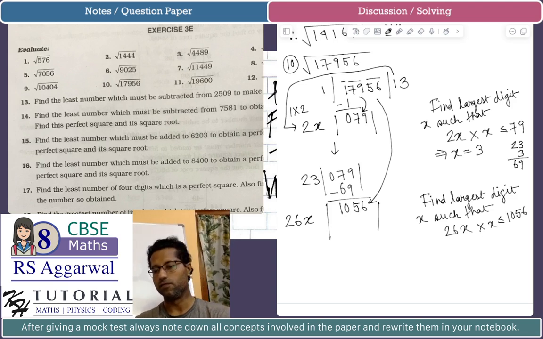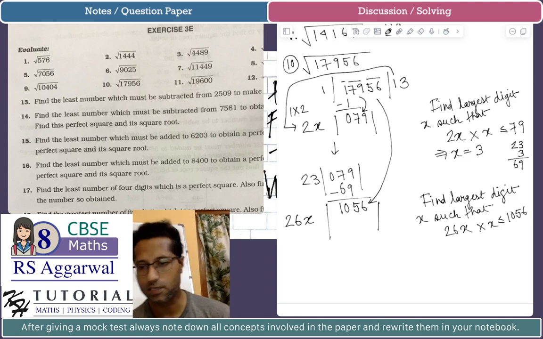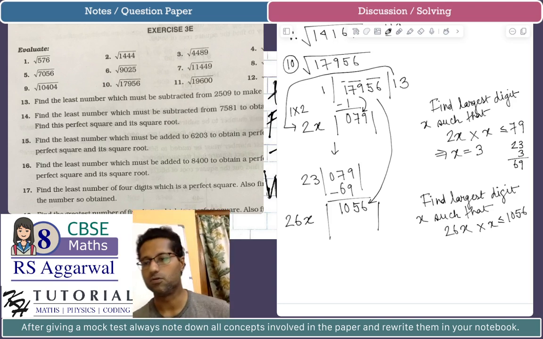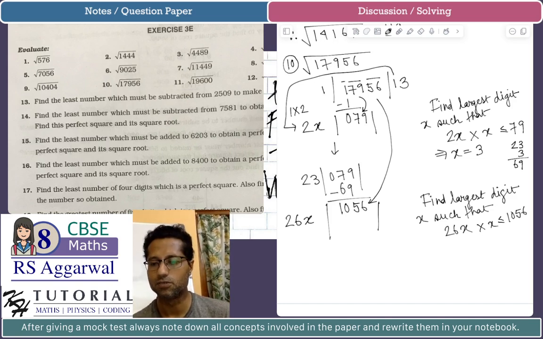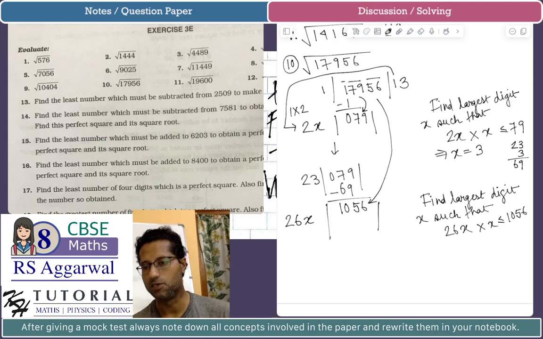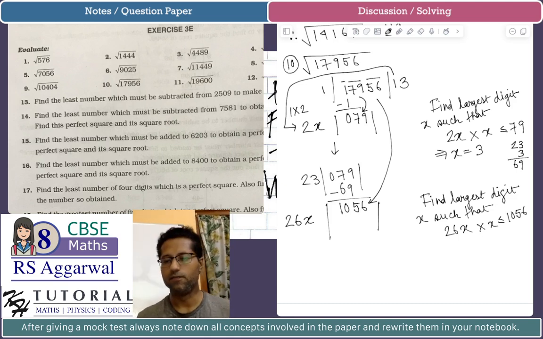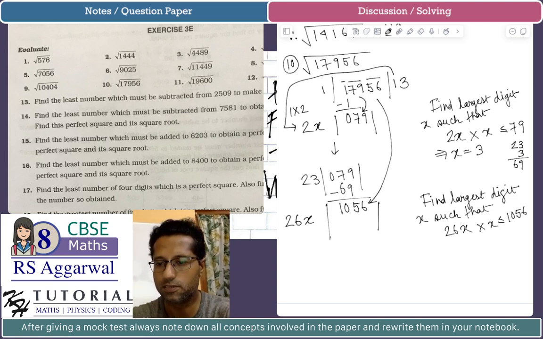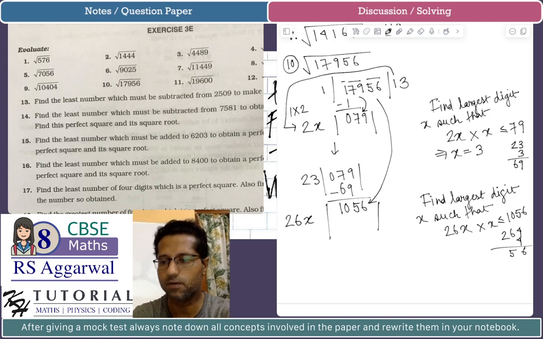So we have to find x such that 26x multiplied by x is less than or equal to 1056, and in 1056 the rightmost digit is 6. So x has to be either 4 or 6. If it is 6, then 266 multiplied by 6 will exceed 1056. It has to be 4. So let's see, 264 multiplied by 4 is 1056, perfectly. So this implies x is 4.